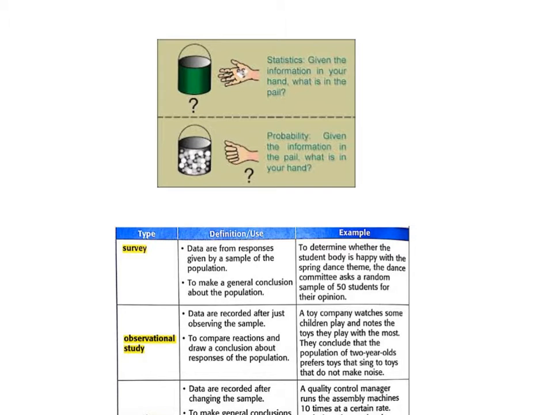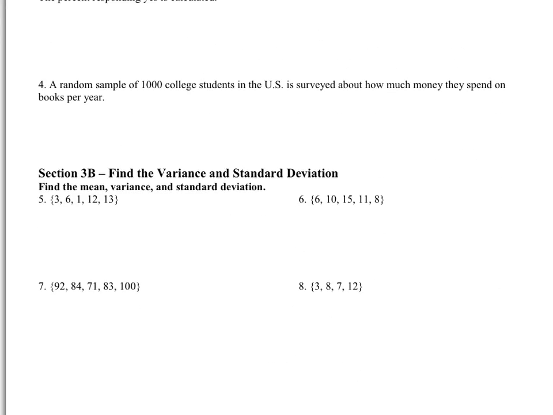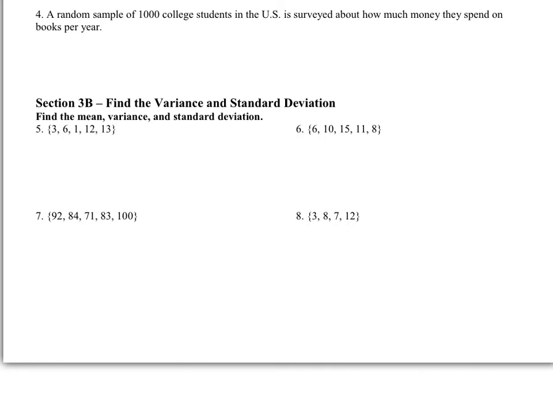Section 3B, find the variance and standard deviation. Now variance and standard deviation are directly related. So for example, if I can find the standard deviation and I square it, I will get the variance.